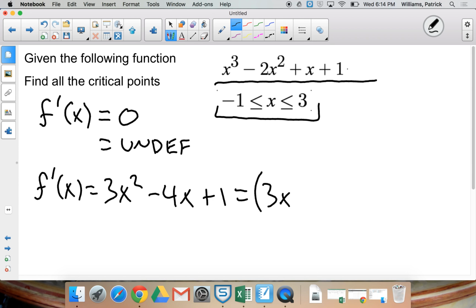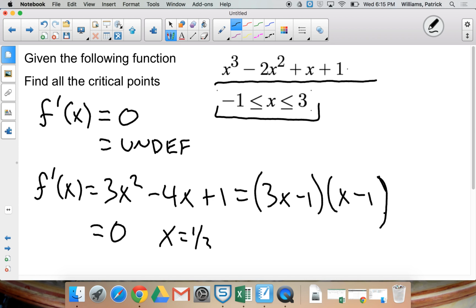So if you get it, you should have gotten this factored into this. So this would have given us two solutions to that is equal to 0, which would have been x is 1/3 and x is equal to 1. Okay, so remember, factoring, very quick and easy way to find zeros of a particular function. So we got our critical points now.